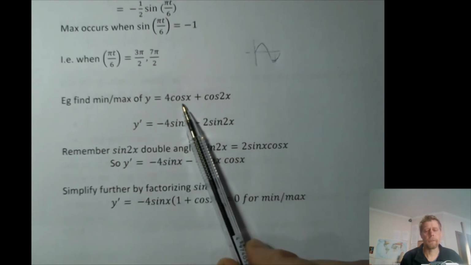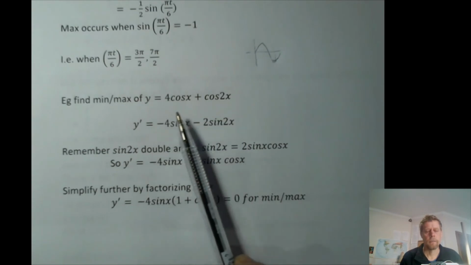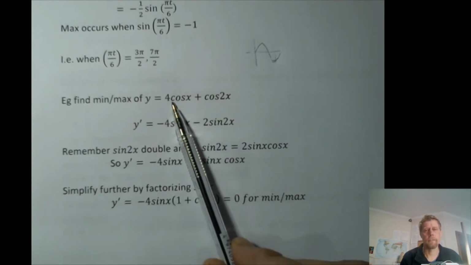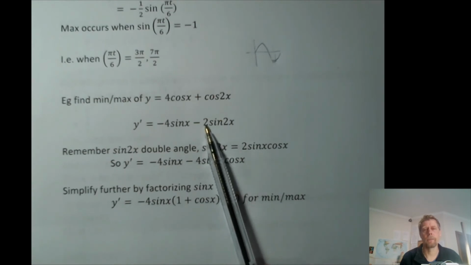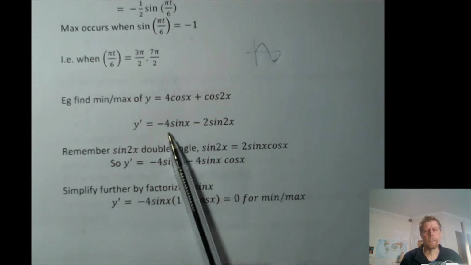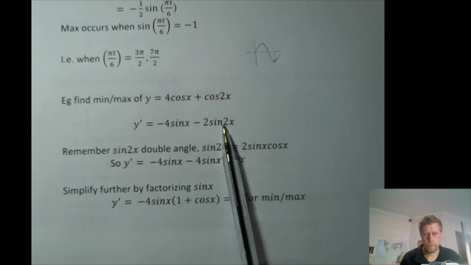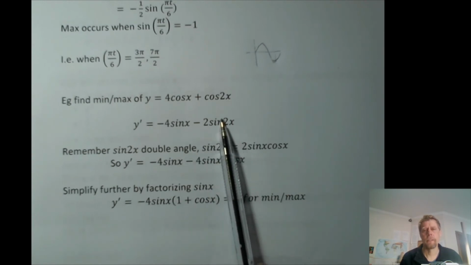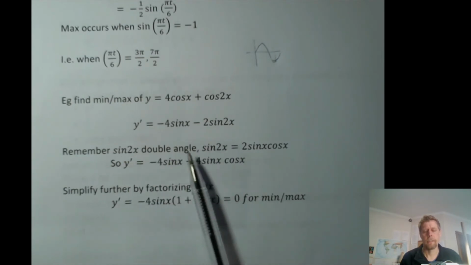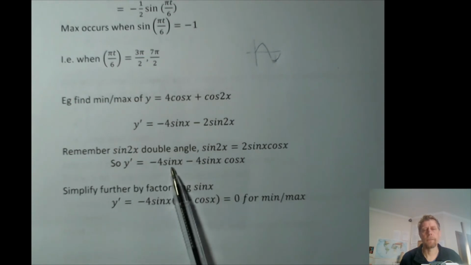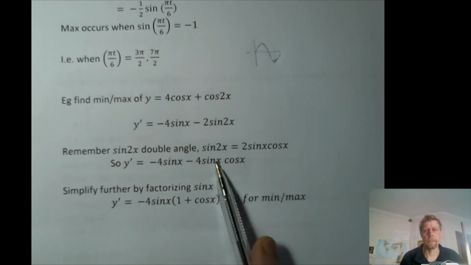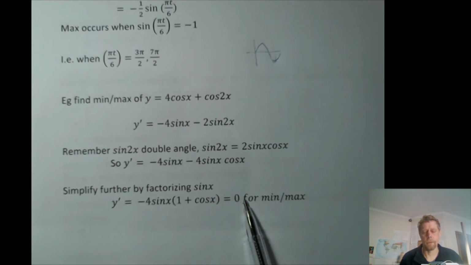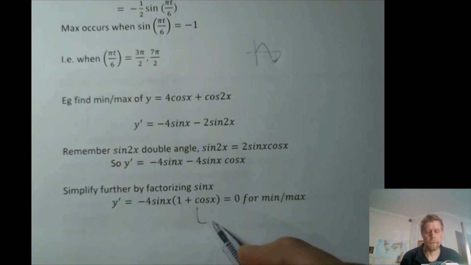Find the min-max of y equals 4 cos x plus 2 cos 2x. We differentiate: y dash equals, differentiating cos gives minus sine, the 4 remains as it is, and you differentiate cos 2x to get minus sine of 2x, and then you differentiate the u and put that in front, which is 2. If you want to find the min-max, you have to find where y dash is equal to 0, which is difficult because you've got two different angles. But you must always remember your double angle formula, so sine 2x reduces to 2 sine x cos x. So y dash equals minus 4 sine x minus 4 sine x cos x, and we set that equal to 0. We can factorize and take out the common sine x, so you have minus 4 sine x times 1 plus cos x equals 0. From there, you can find your min-max by equating either factor to 0, and you can find the roots of your equation.